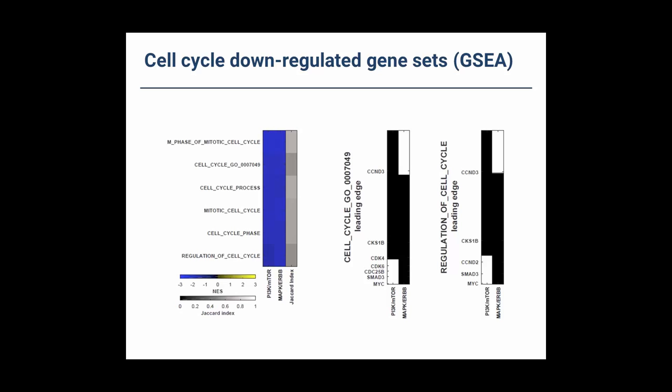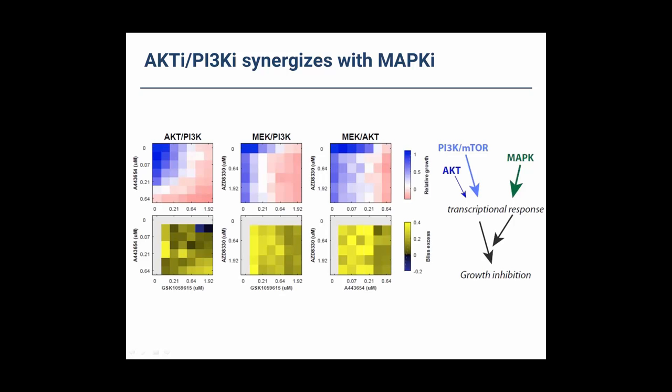But we still wanted to test what is this effect in combinations. And interestingly, if you use AKT and PI3K inhibitors together, you don't get any synergy. There's a bit of a synergy, but it's not very strong, especially in comparison to combining a MEK inhibitor with either a PI3K inhibitor or an AKT inhibitor, where there is a regime where you get a very strong synergy. Especially here, where the AKT inhibitor on its own has little effect, the MAPK inhibitor has very little effect on growth inhibition, but the combination is actually cytostatic.